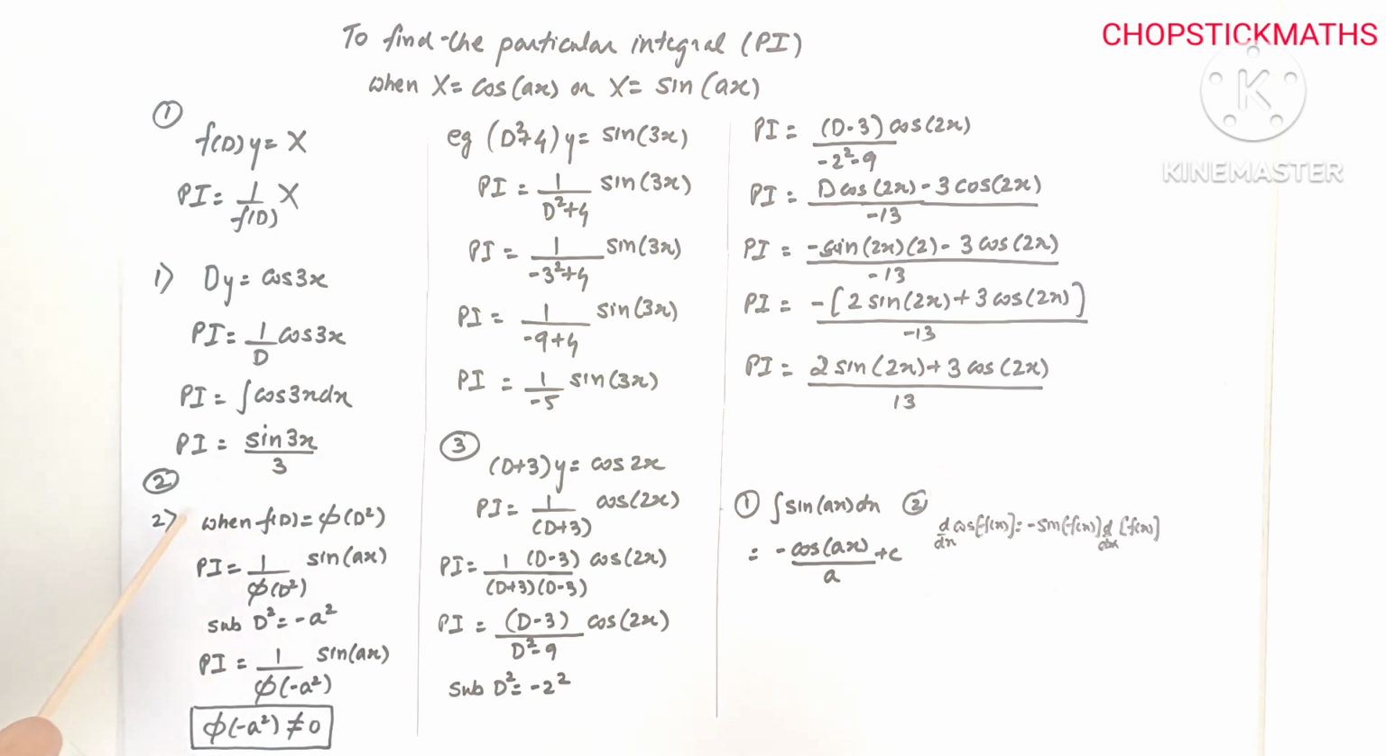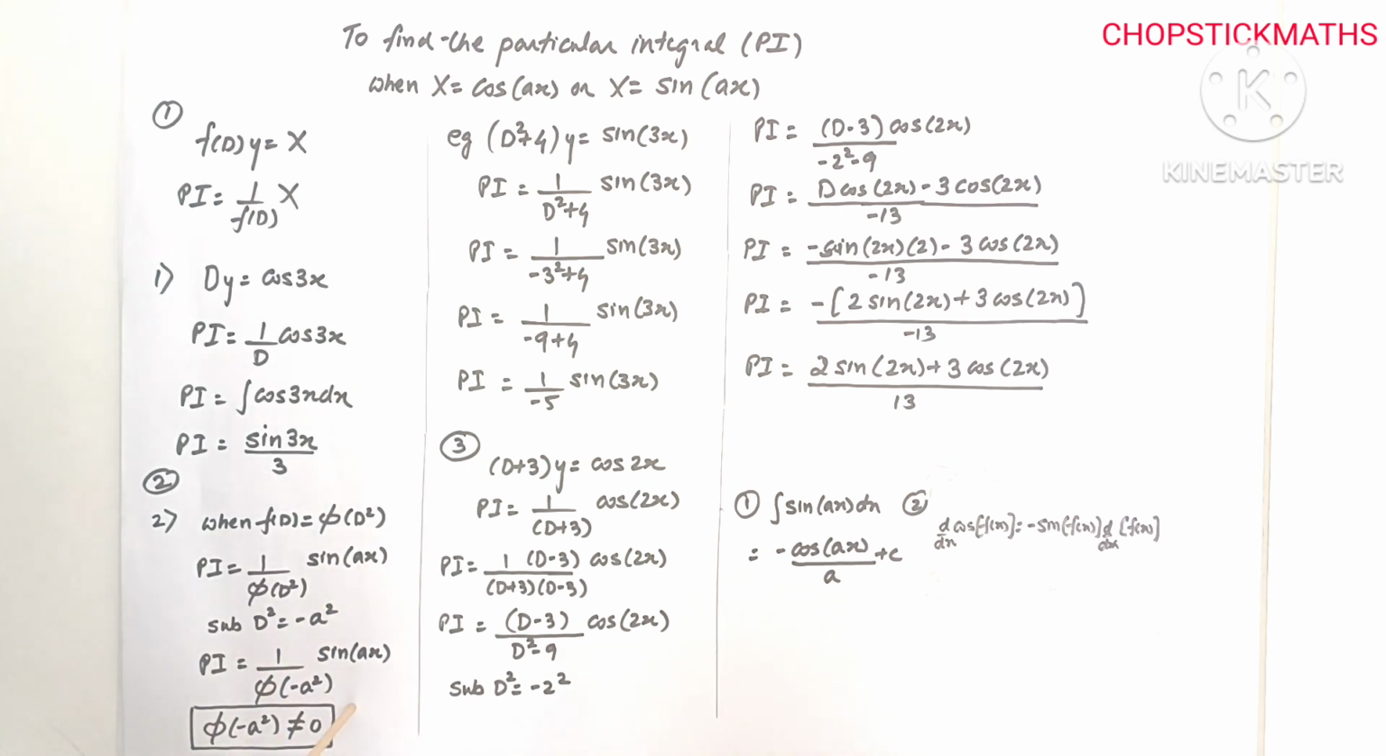Now, consider the second case when f of D is a function of D square, that is when f of D is phi of D square. Then, the particular integral will be 1 upon phi of D square into sin ax. Now here you will have to substitute D square as minus a square. So the particular integral will be 1 upon phi of minus a square into sin ax, provided phi of minus a square is not equal to 0.